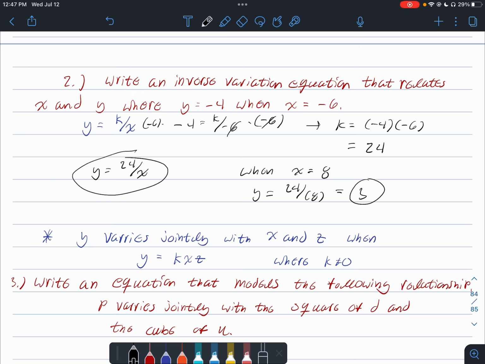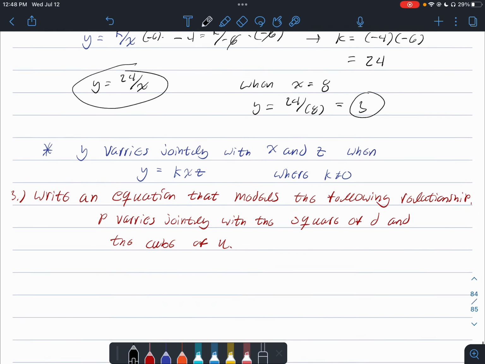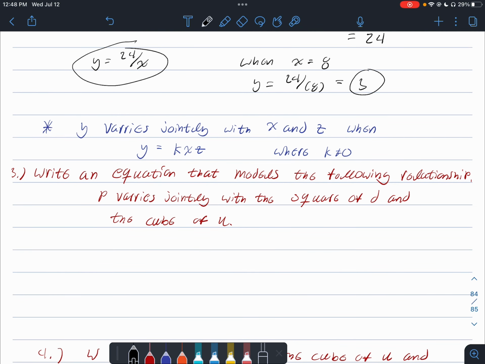And hopefully you can see as x gets bigger, y is going to get smaller, right? If we said x was 24, we'd have 24 divided by 24, and we would get 1. If we said x was 48, we would get 1/2, and you get the idea. As x grows, y is going to get smaller. Okay. So there's another type. It's more or less a more advanced form of a direct variation equation.